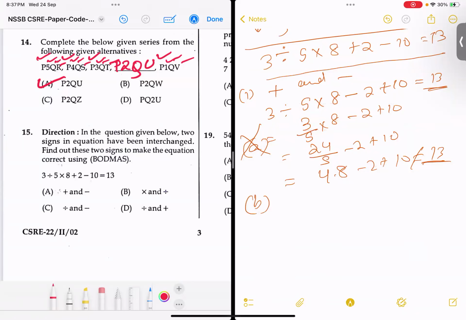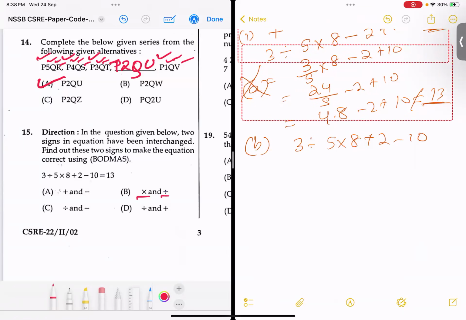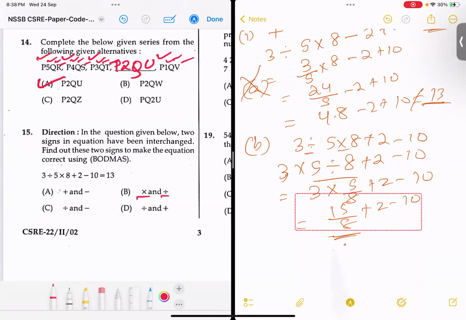Now let's come to the second one. 3 divided by 5 into 8 plus 2 minus 10. Now we will interchange multiplication and division. So it will be 3 into 5 divided by 8. Division becomes multiplication, multiplication becomes division, plus 2 minus 10. Now as per BODMAS, first division: 5 by 8, so 15 by 8 plus 2 minus 10. Here we'll get a number in the form of points, but our answer should be 13, as per the question. So this is also wrong.